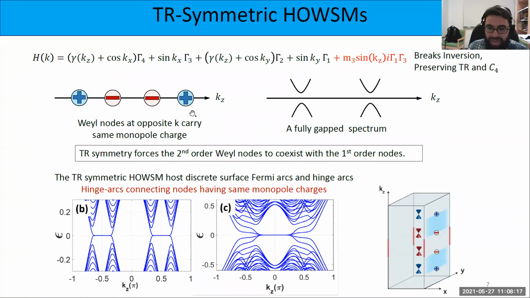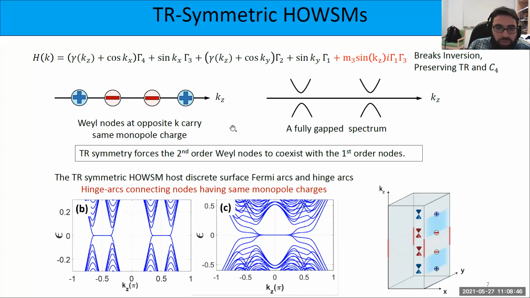So in other words, I cannot gap out each pair of the first order or second order nodes separately in this system. In other words, time reversal symmetry forces the second order Weyl nodes to coexist with the first order Weyl nodes. This could be a very interesting knob in future experiments to see. Then we can have essentially both of these nodes in the same system.